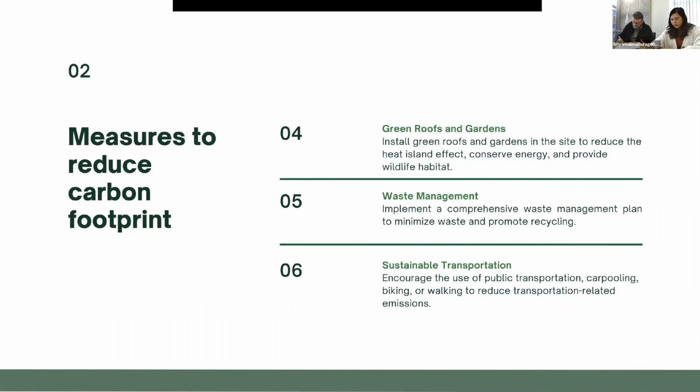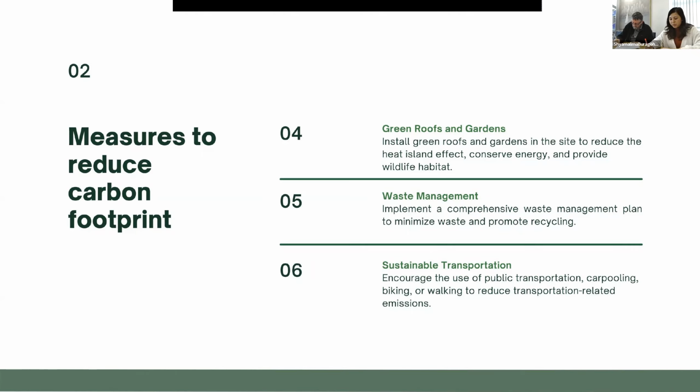Installing green roofs and gardens on a building site can have numerous environmental benefits. Green roofs are covered with vegetation and help reduce the heat island effect by cooling the surrounding area through evapotranspiration. They also help to conserve energy by providing insulation and reducing the amount of heat that enters the building. Additionally, green roofs and gardens can provide habitat for wildlife, including birds, insects, small mammals, and contribute to the biodiversity of the area.